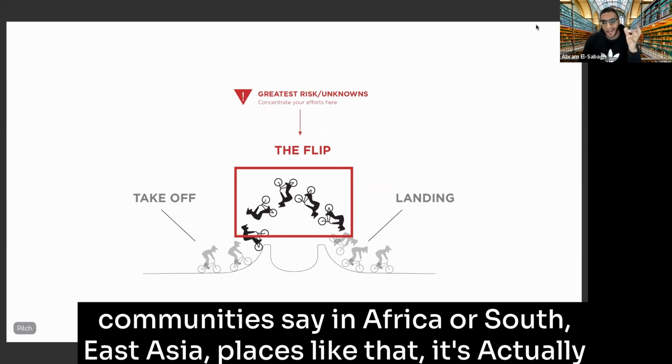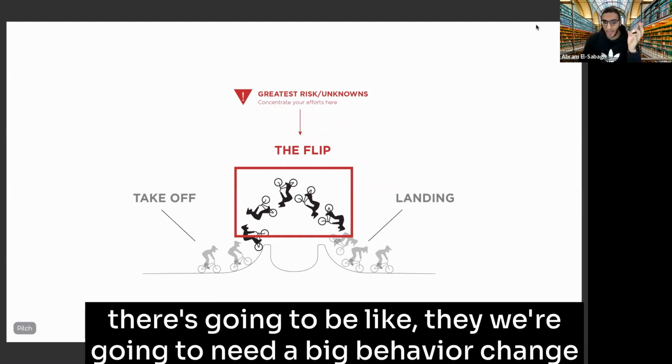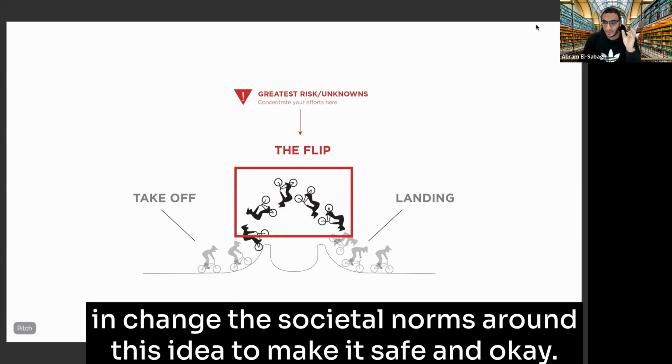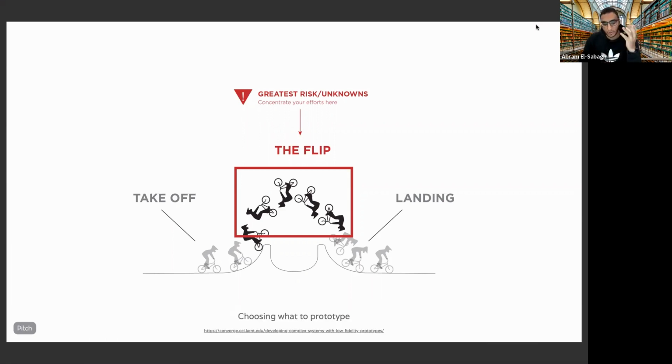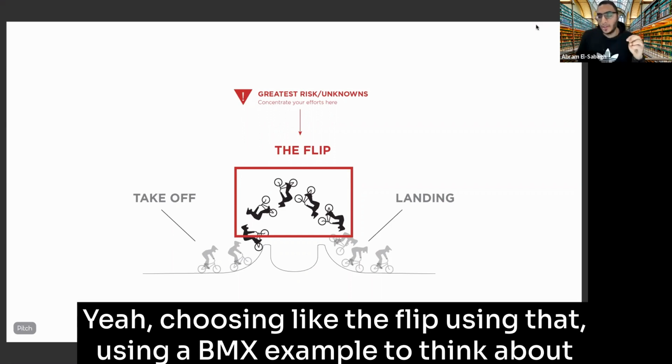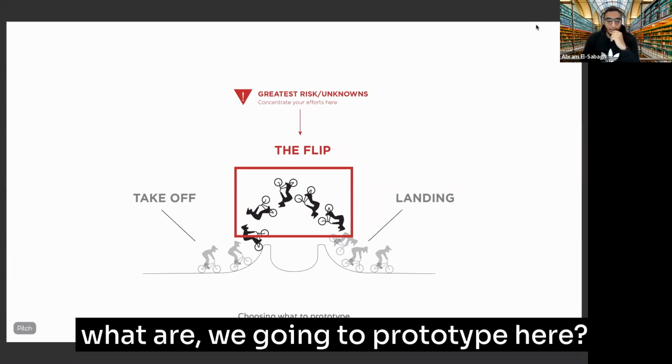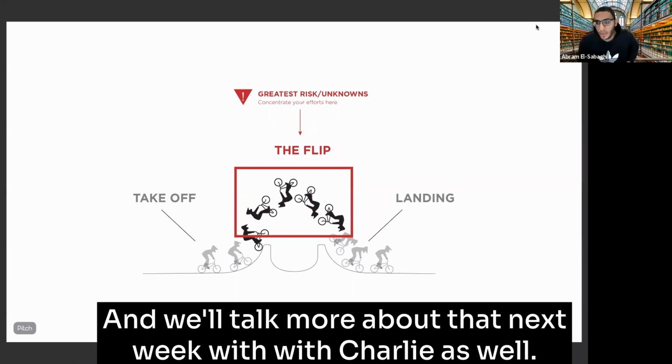There's going to be, we're going to need a big behavior change and change the societal norms around this idea to make it safe and okay for people to engage. Yeah, choosing, like, the flip, using a BMX example to think about what we are going to prototype here. And we'll talk more about that next week with Charlie as well.